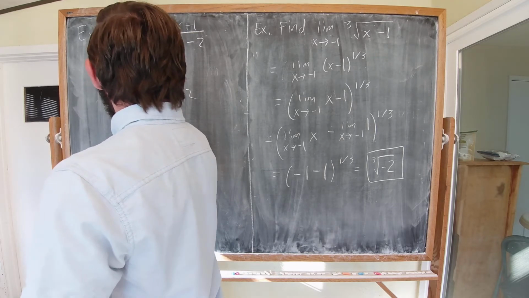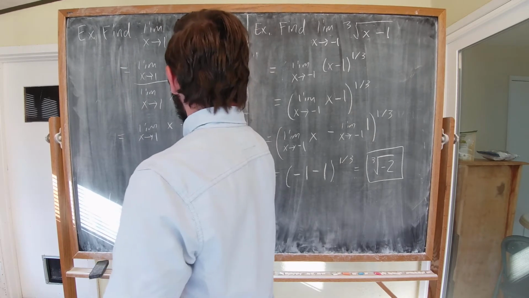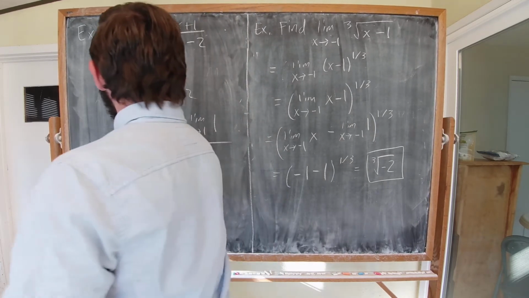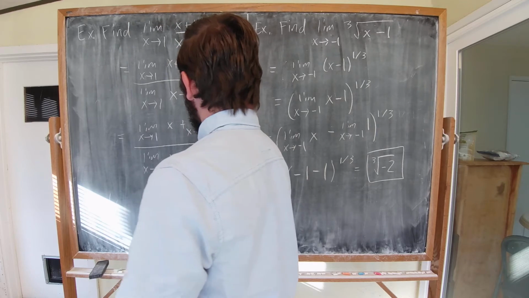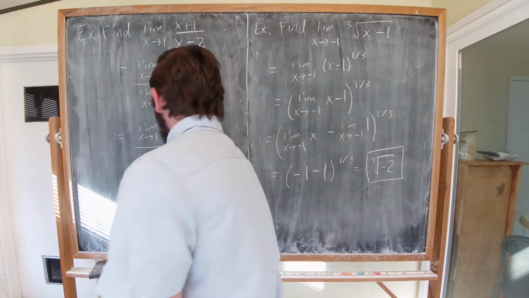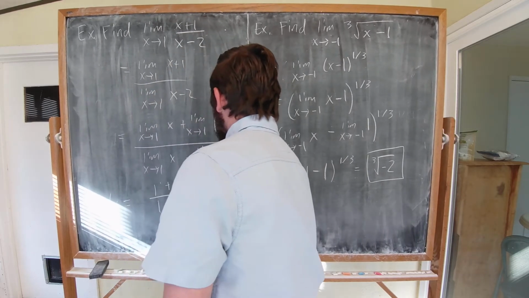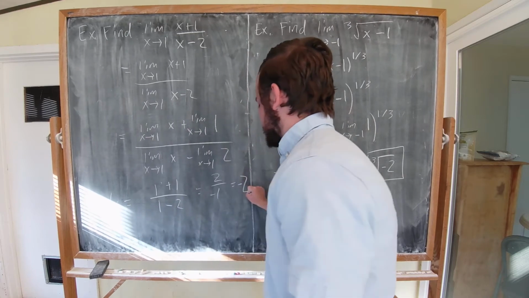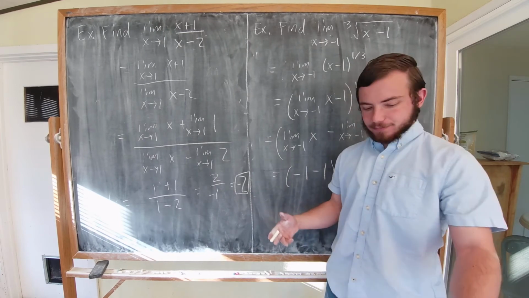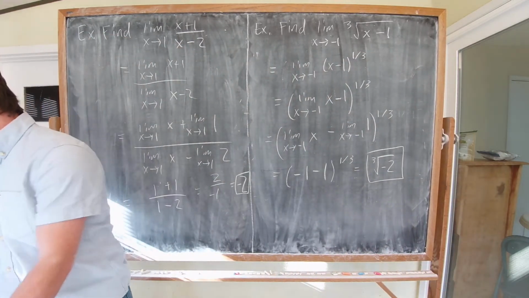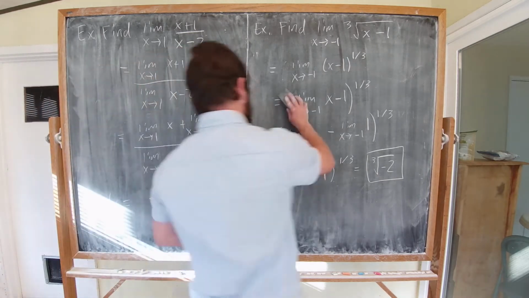So this is the limit as x goes to 1 of x plus the limit as x goes to 1 of 1, divided by the limit as x goes to 1 of x minus the limit as x goes to 1 of 2, which is 1 plus 1 over 1 minus 2, 2 over -1, -2. Bada bing, bada boom. Nice and simple. So limits play nicely. But what about a limit that doesn't quite play so nice?